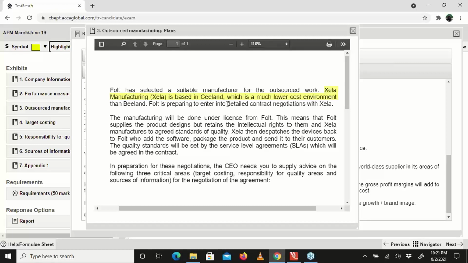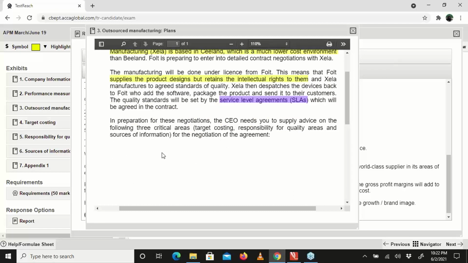Fault is preparing to enter into the detailed contract negotiation with Zella. Manufacturing will be done under license from Fold. This means that Fold supplies the product designs, but retains intellectual rights to them, and Zella manufactures according to agreed standards of quality. Zella then dispatches the devices back to Fold, who add the software, package the product and then send it to their customers. Quality standards will be set by the service level agreements, which will be agreed in the contract.